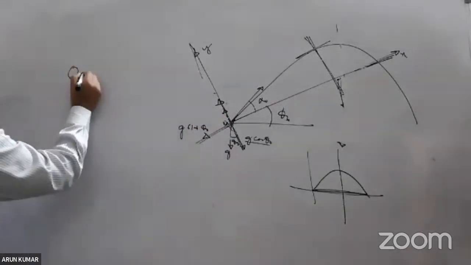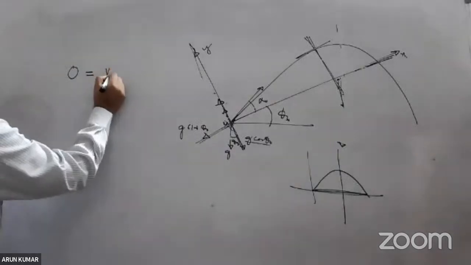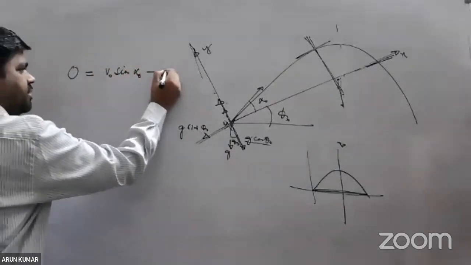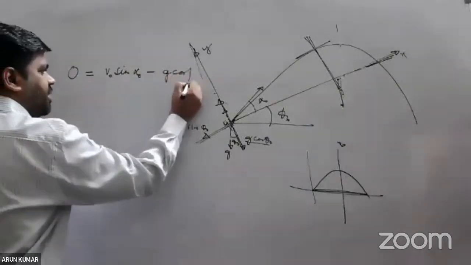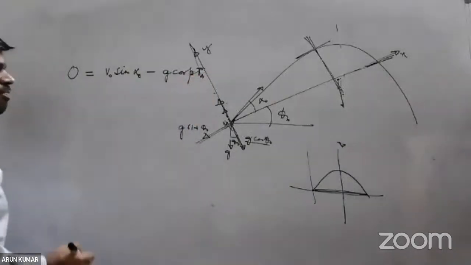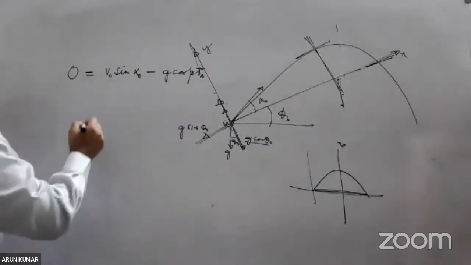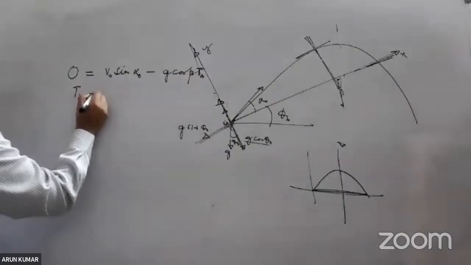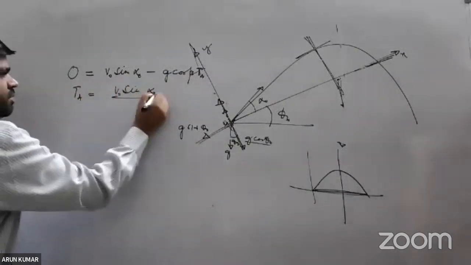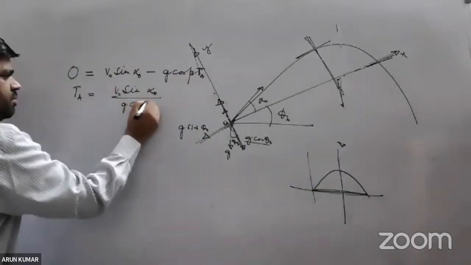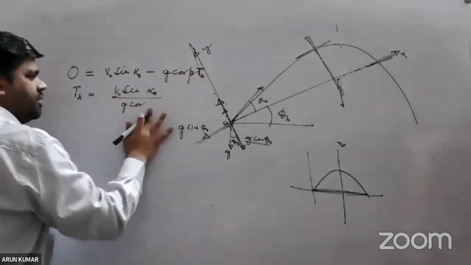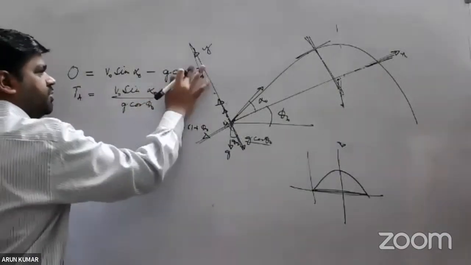It stops, that means the final velocity is zero. Zero is equal to v naught sine alpha minus g cos beta into time of ascent, T A. So time of ascent is equal to v naught sine alpha by g cos beta, or g cos theta, sorry. It's not beta, it's theta.